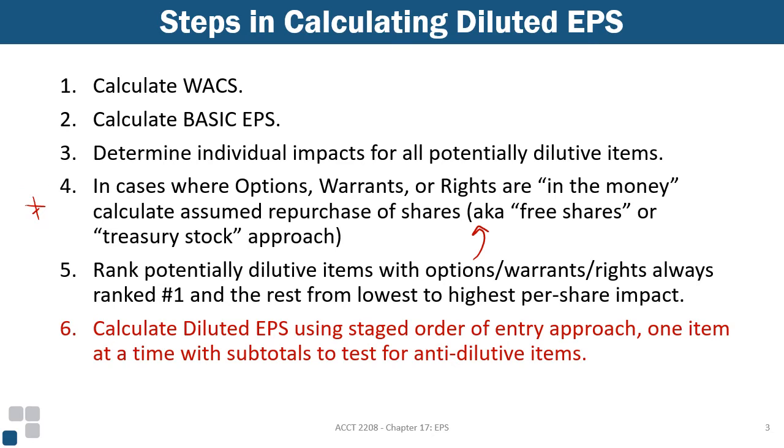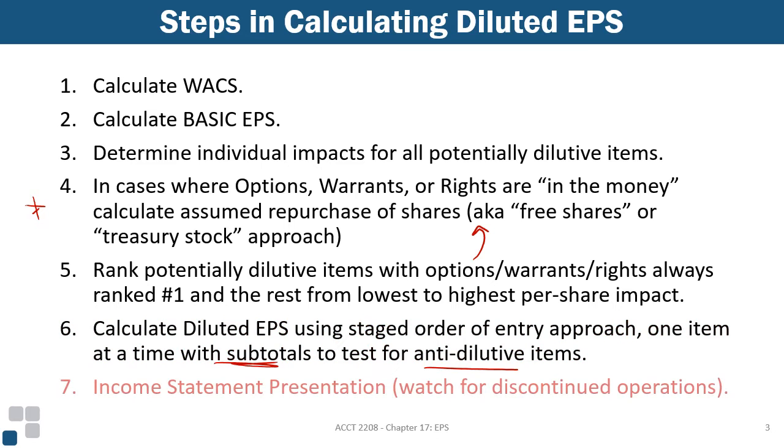The sixth step is to calculate diluted EPS using a staged order of entry approach. Students don't do this, and what happens is they make mistakes because they include the calculation of a subtotal at every step to test for anti-dilutive items, because an item that may be potentially dilutive in step 5 may become anti-dilutive as part of the diluted EPS calculations. Then you must provide a full income statement presentation for basic and diluted EPS, and that also includes accounting for discontinued operations if it exists in a problem. All right, so these are areas where students lose marks.